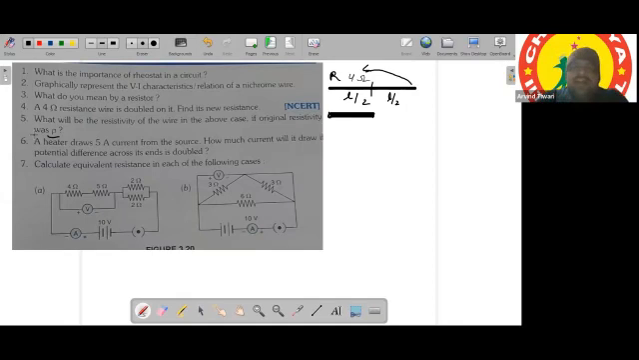So as we know that the current is directly proportional to the potential difference, and if the potential difference is doubled, what will happen to the current? Current will also get double. Current will also become double of it.